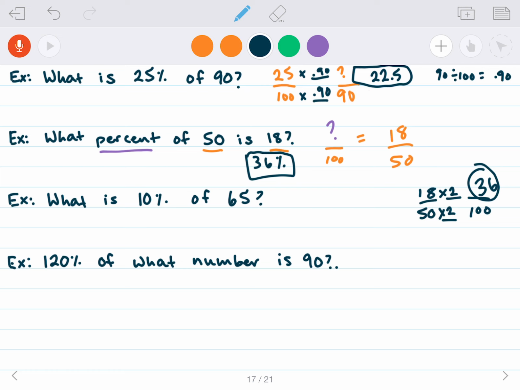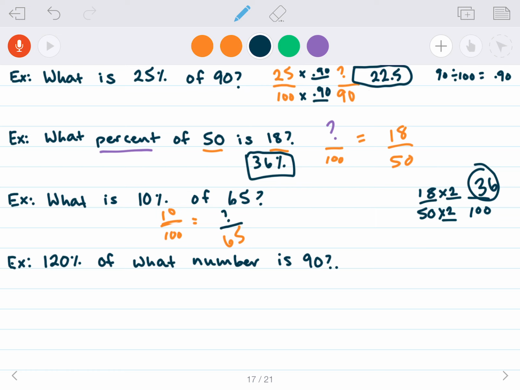Okay? Next one, what is 10% of 65? So 10%, we have percent out of 100 equals part over whole. Always the same setup. Now, what goes in place of my percent is the 10, because it's 10%. Let's go ahead and replace that here with a 10. And after the word "of" is 65, so that's my whole. And I'm looking for my part, so I'll put a question mark there.